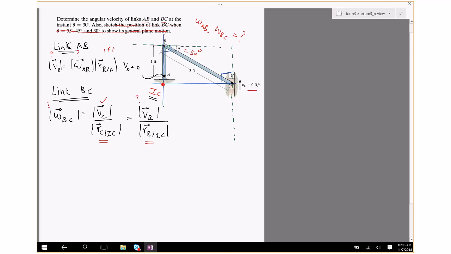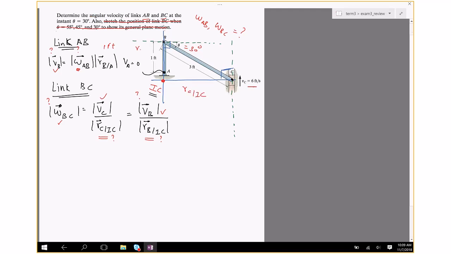So what I'm going to try to do is find this distance and this distance using trig. Once I have those distances, I will be able to solve for omega BC and VB, and then I'll use VB to solve for omega AB. In this case the hardest part, besides finding the IC, is to find these lengths, but that's really trigonometry. So let's try to find R of C with respect to IC and R of B with respect to IC, which is the distance from B to this point, not to the point A.